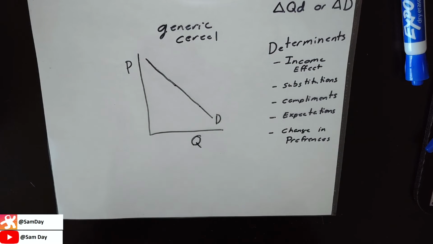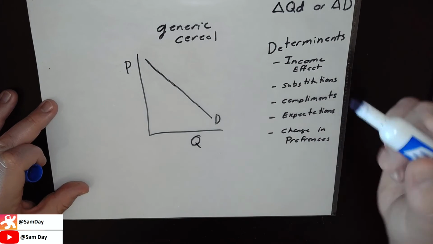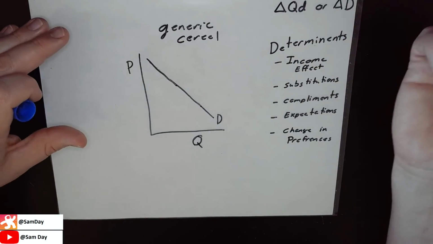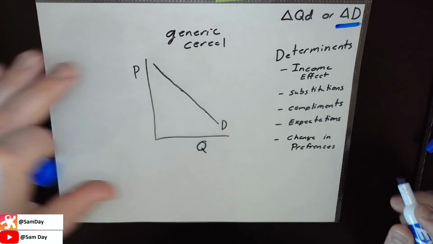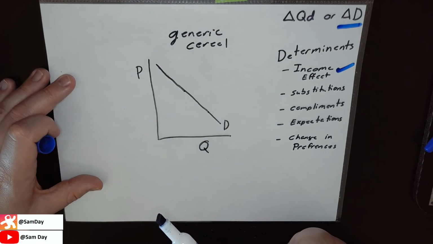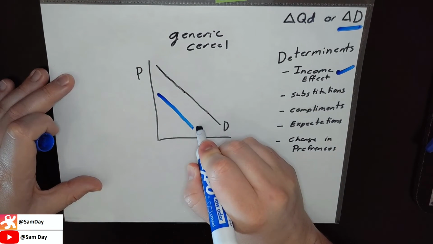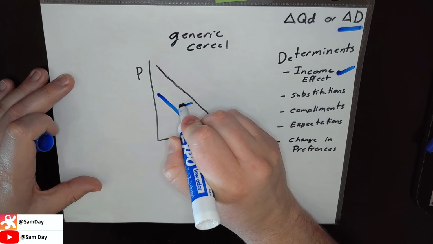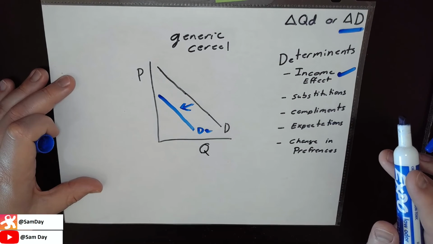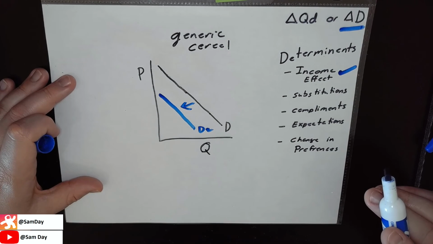So, first question to ask yourself, same first question every time we start this. Would it be a change in quantity demanded or a change in demand? Well, since we're not adjusting the price of cereal, people are just getting paid more. So that would be a change in demand, and that would be the income effect. And what do you think would happen? Most likely, you would see a decrease as people go from buying generic cereal to buying name brand cereal. Why? Because they have more money. And people will, in essence, buy more of the name brand stuff and less of the generic stuff.